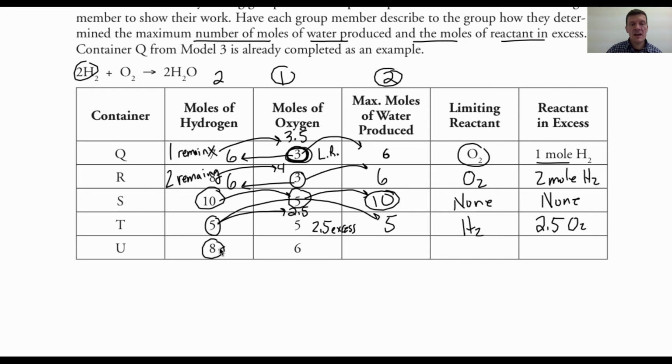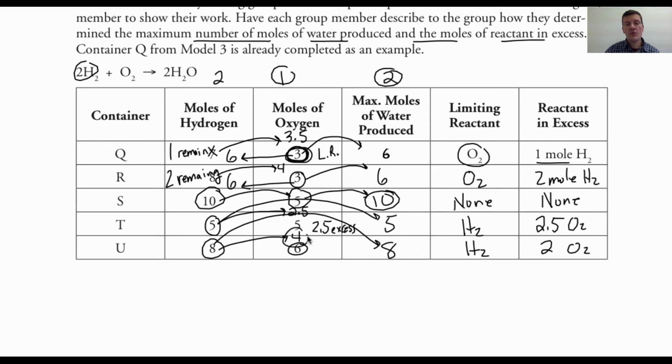8 of hydrogen, I need half as much oxygen. I need 4. Do I have 4? Yes, I've got 6. More than I need, so therefore I'm going to have 2 moles in excess. Hydrogen is the limiting one, and you always produce the same amount of water as hydrogen used up. And that would mean 8 of this as well.